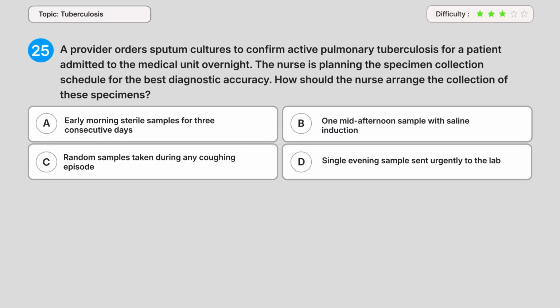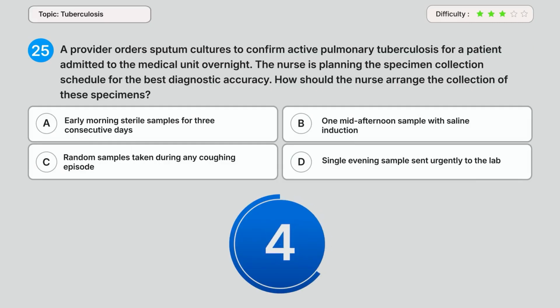A. Early morning, sterile samples for 3 consecutive days. B. One mid-afternoon sample with saline induction. C. Random samples taken during any coughing episode. D. Single evening sample sent urgently to the lab. Do you know the answer?